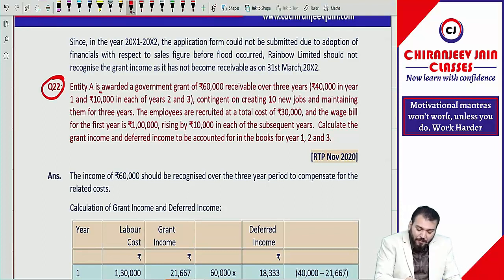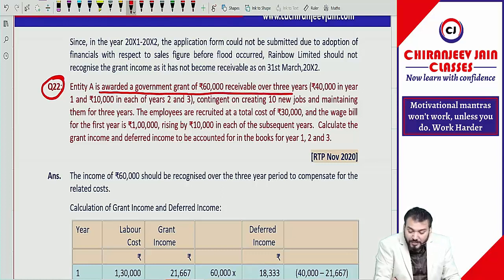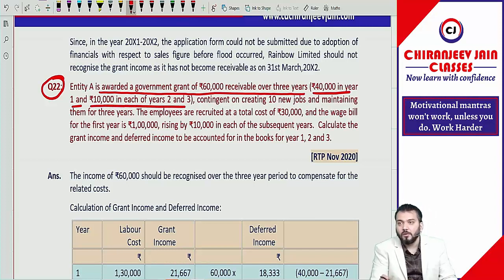Entity A is awarded a government grant of rupees 60,000 receivable over 3 years. 40,000 in year 1, 10,000 in each of year 2 and year 3. Correct? I will not say what the doubt is, and you will see the same doubt will come in this question again.